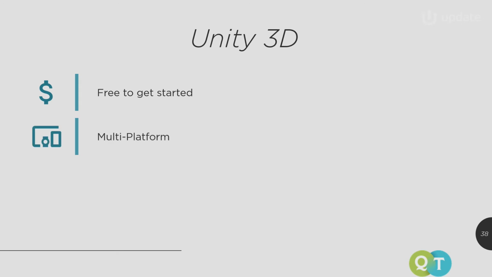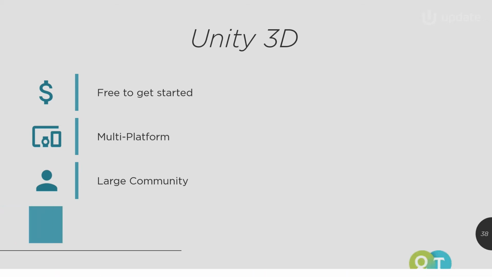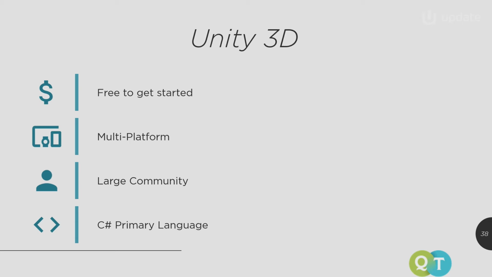All right, so we're going to take a look at Unity. Good thing about Unity is it's free to get started. It's multi-platform, so you can deploy to web, the HoloLens, Xbox, mobile. It deploys to almost everywhere. And it has a very large community. If you have any question on Unity, you can Google it, find out that you found the answer from 3 versions ago, and then Google it again. And it has C# as a primary language. It used to use C# and JavaScript. They've dropped JavaScript support. And now it is C# as its primary and, as far as I know, only language.